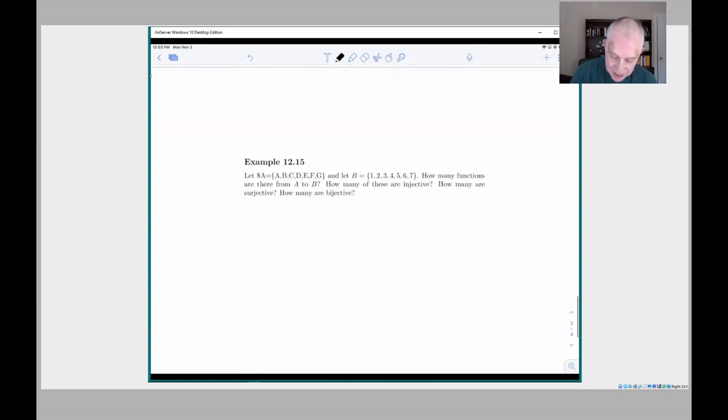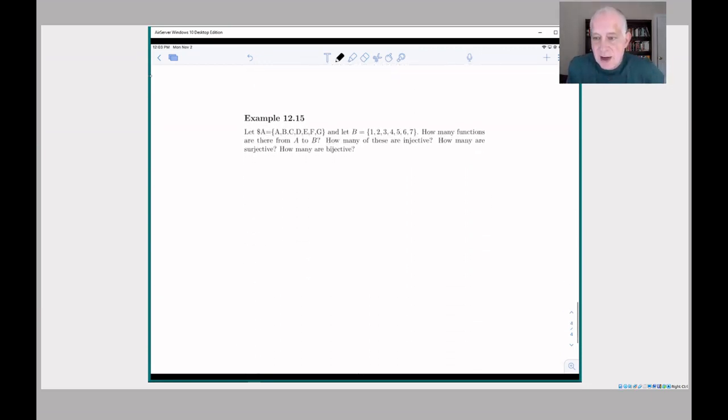The last problem's a little trickier, and it's kind of a counting problem more than it is a functions problem, but let's think about it a little bit. It has a typo in it. Get rid of that dollar sign. So we want to give a function. These two sets each have seven elements, A, B, C, D, E, F, and G, and 1, 2, 3, 4, 5, 6, 7. These are each seven element sets.